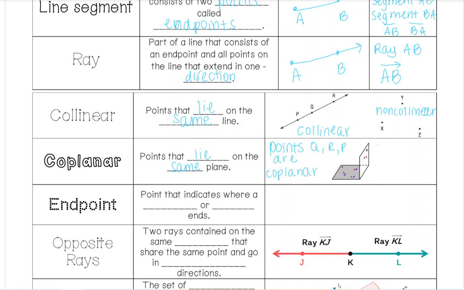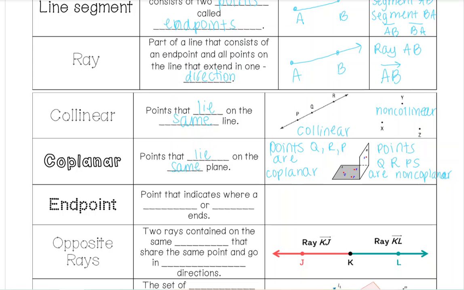So we could say that points Q, R, P, S are non-coplanar because they do not all lie on the same plane. We just have point S that is kind of left out. It's on a different plane, plane B there, so they are non-coplanar.